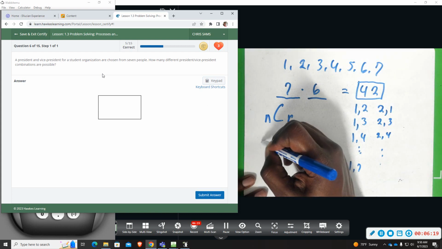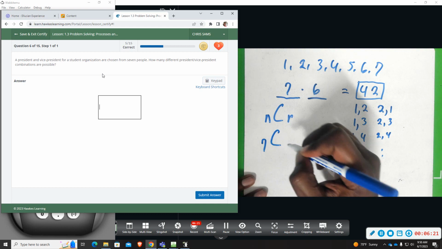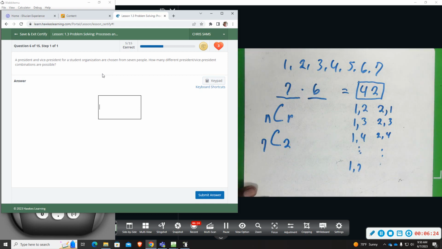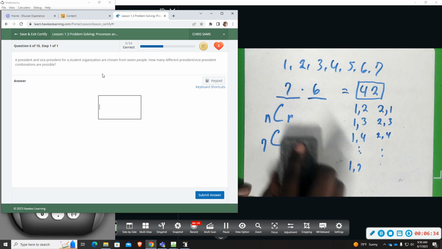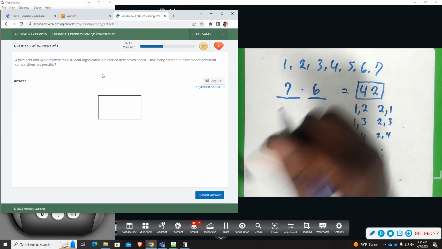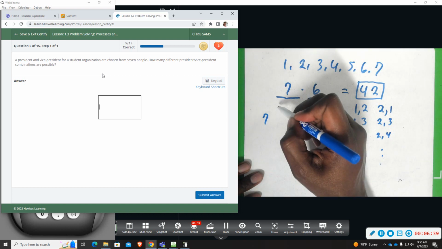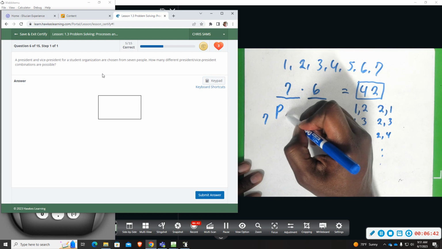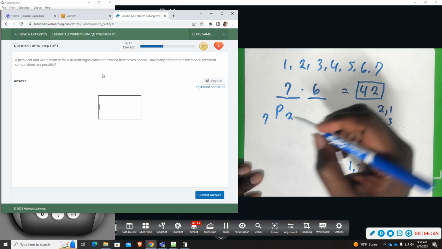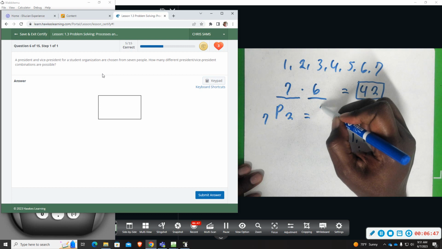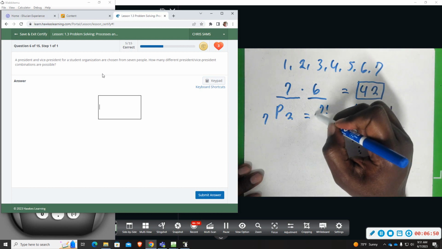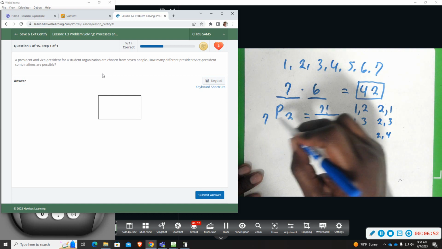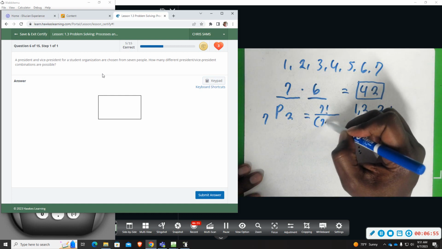So that means I would have 7 people. I'm choosing 2 of them. Or maybe permutations if I'm thinking about this, because order is important. Yes, order is important. We want to do permutations, not combinations. This would be 7P2. What that means is we have 7 factorial, which I'll show you what that is. And then on the bottom you do 7 minus 2 factorial.